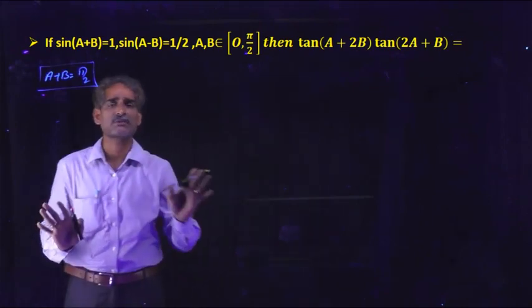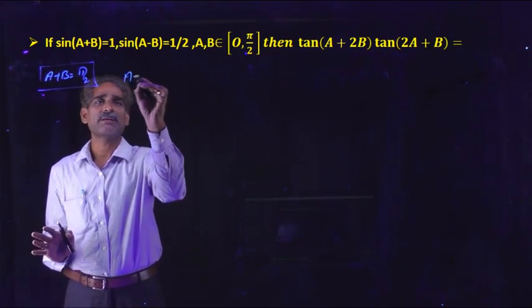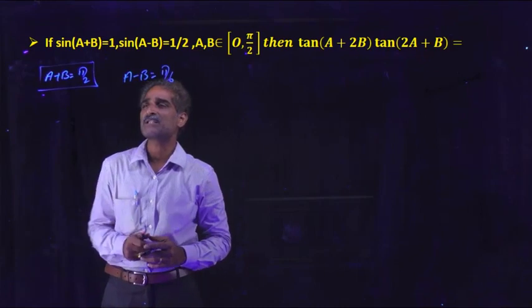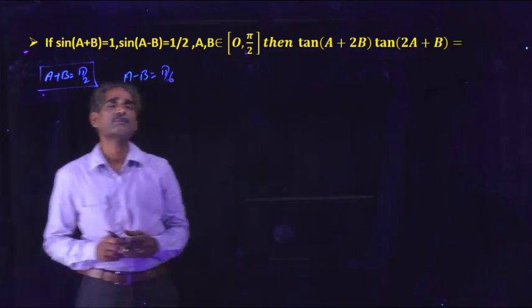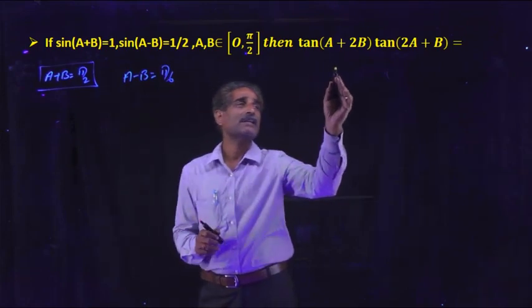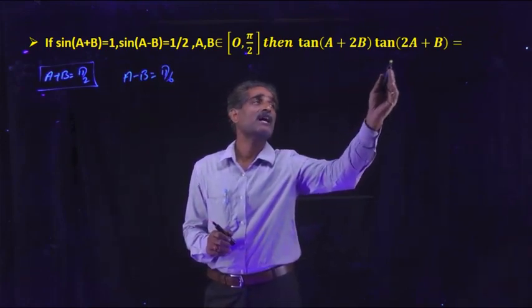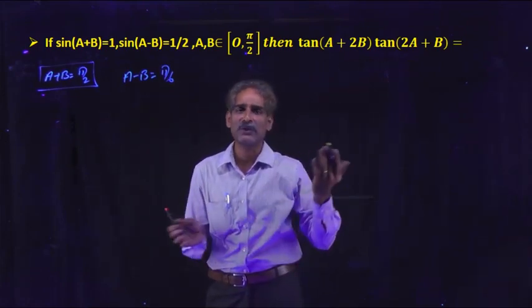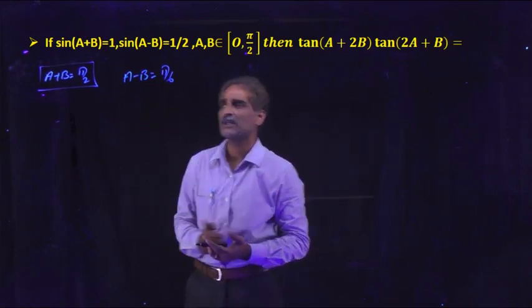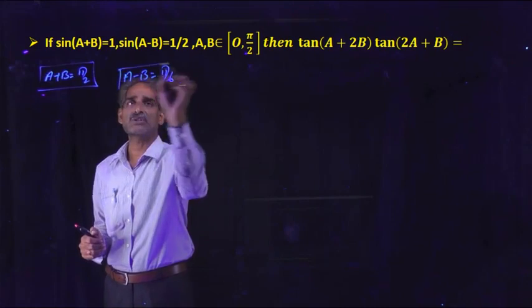So here a minus b is equal to pi by 6, and a plus b equal to 90. You have to find tan of (a plus 2b) times tan of (2a plus b). If you know the a and b values, we can find this value directly. Just find out the a and b values. So just simply add these two equations.